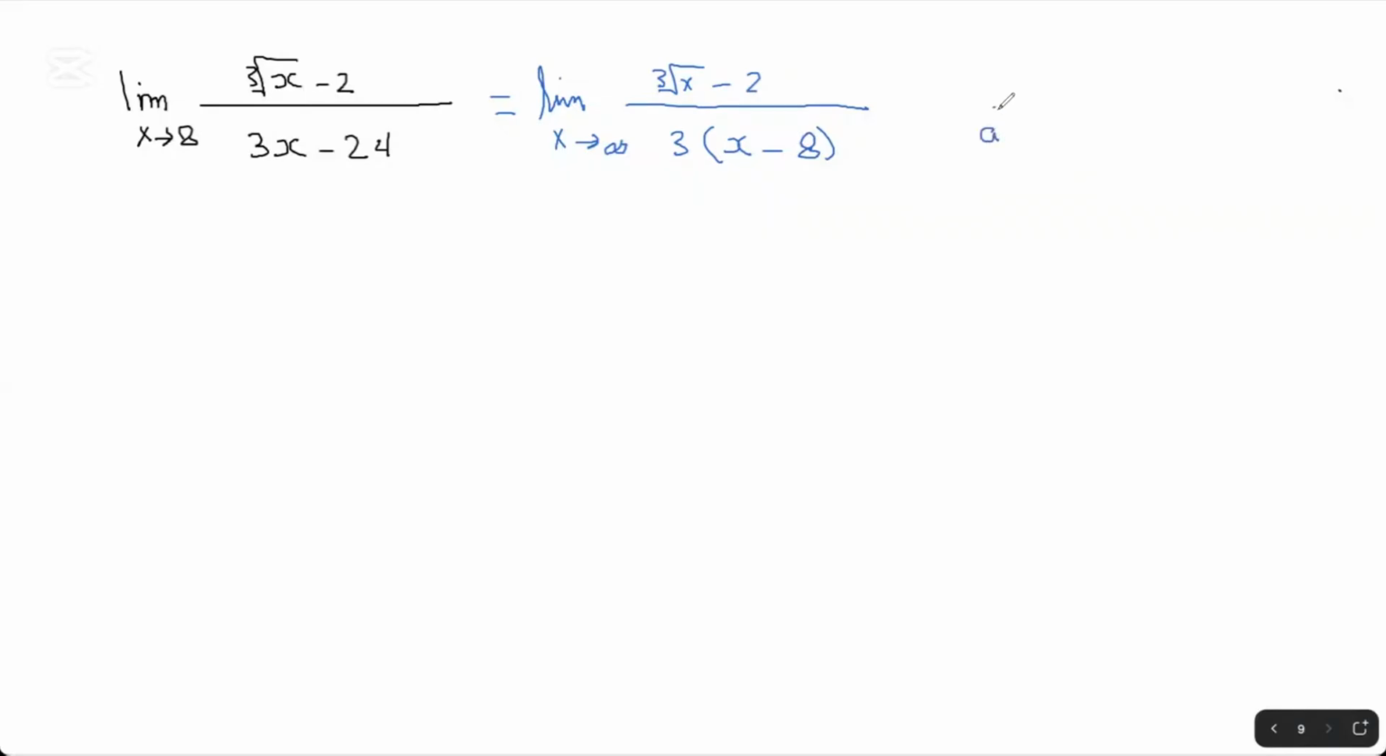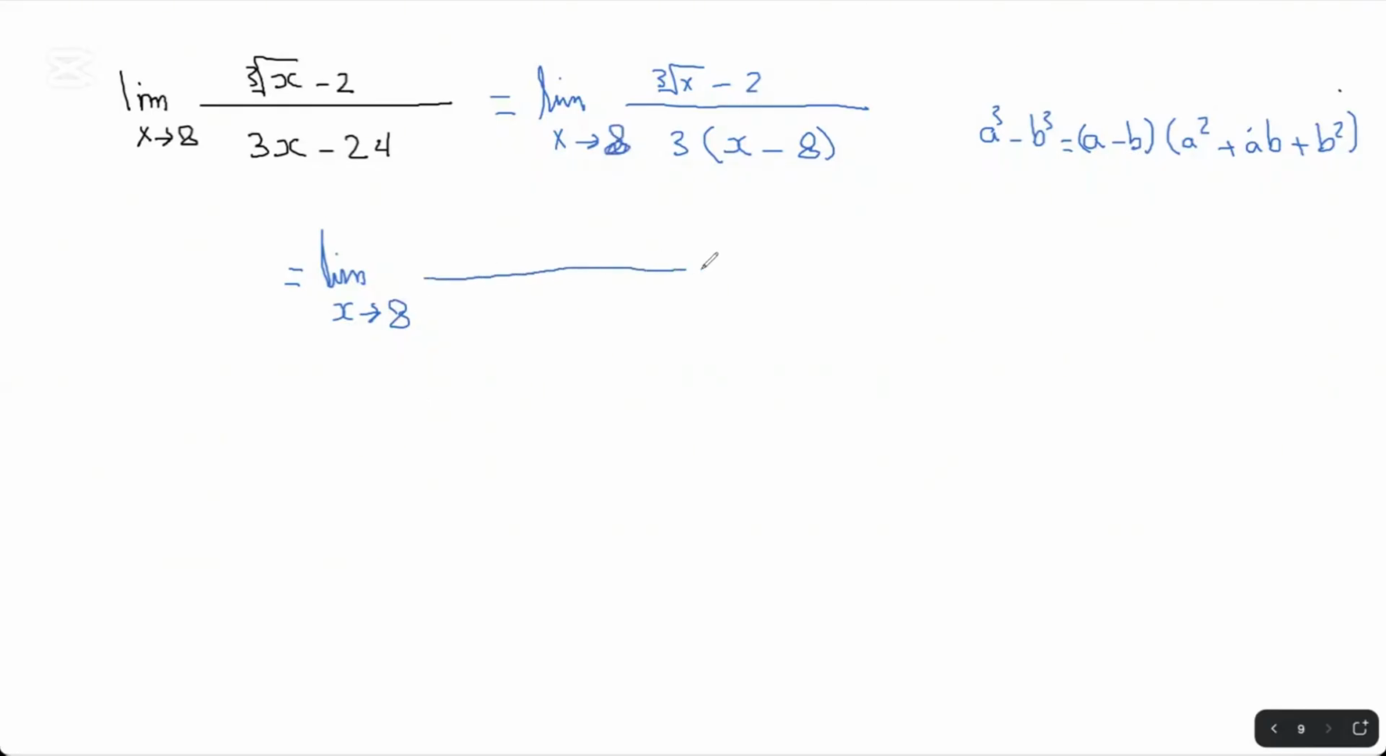What I'm trying to get to is the difference of cubes, because a cubed minus b cubed equals a minus b times a squared plus ab plus b squared. Now we can manipulate this into the limit as x goes to 8. Sorry, I don't know why I wrote infinity there, but that's supposed to be 8.